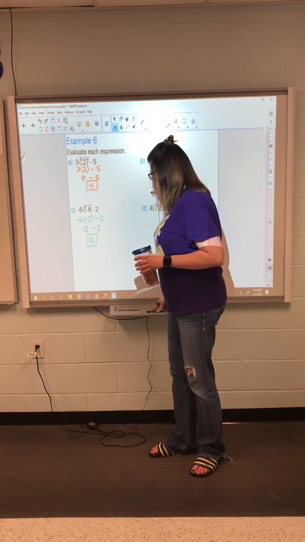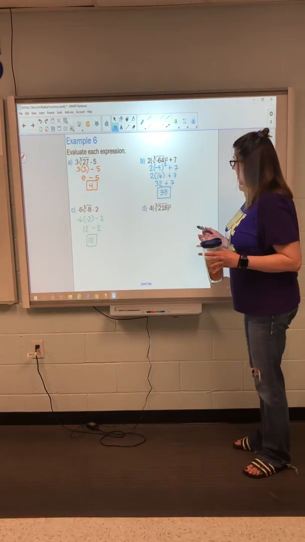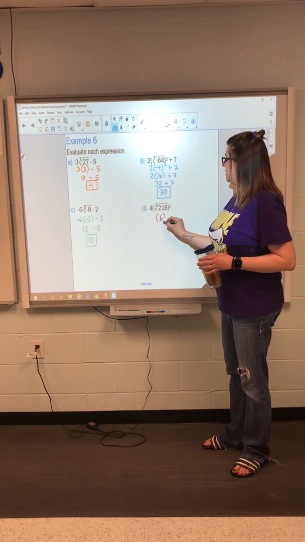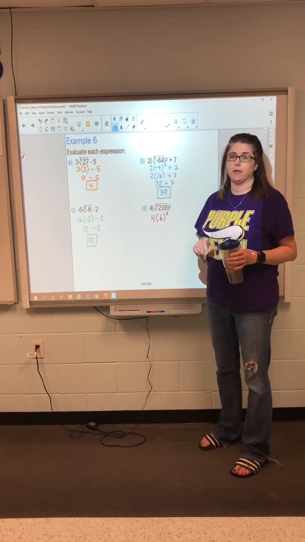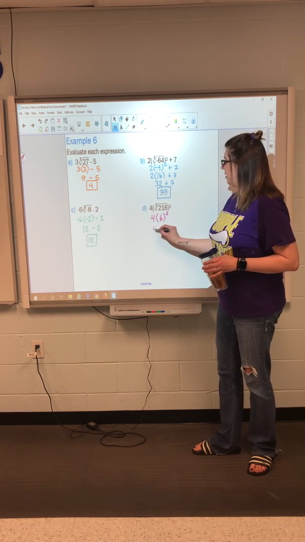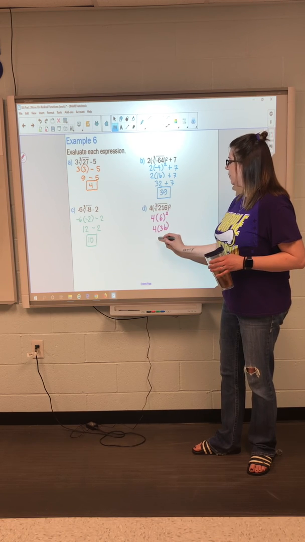All right, last one. Can you feel the excitement? Here we go. Cube root of 216 is 6. Still have the exponent, still have the multiplication of 4. Now we're going to take care of that exponent. 6 squared is 36, and 4 times 36 is 144.